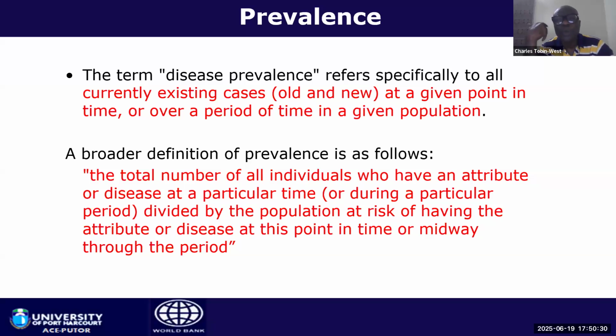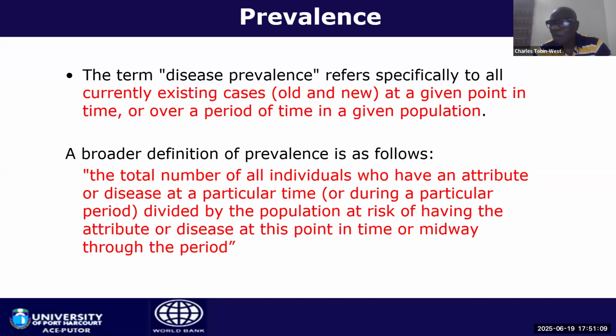If we want to know that, we'll begin to ask questions, for instance, for how long has the person known that he's been hypertensive and things like that. But if we just measure the blood pressure, we don't have that information. So a broader definition is the total number of all individuals who have an attribute or disease at any particular time or during a particular period, divided by the population at risk of having that attribute or disease at that point in time or midway through the period.